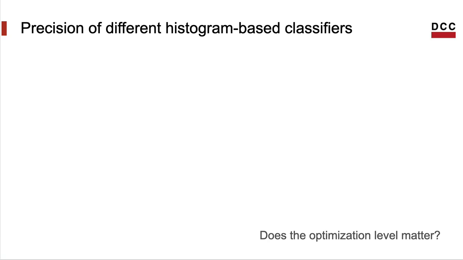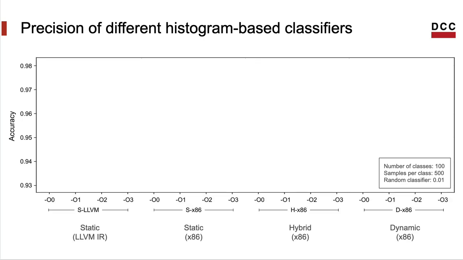In this comparison, let's try to vary the optimization level that we use to obtain the binaries that we compare. The setting this time involves 100 classes of problems, thus the random classifier has 1% chance of guessing correctly. And we have our 4 classification paradigms, each trained and tested with programs compiled at different optimization levels. So as we see, the accuracy of the static classifier based on LLVM instructions is about 95%. It improves a bit once we optimize programs.